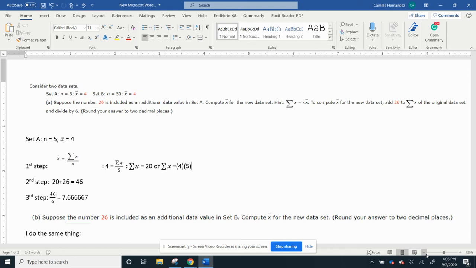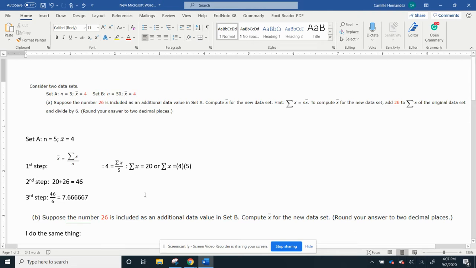Okay, so right off the bat, we know set A has a small sample. They've only got 5, where set B has a larger sample of 50. Part A says, suppose the number 26 is included as an additional data value in set A. So now we're going to compute the new sample mean of the data set, and it gives me the formula. So again, all I'm doing is I've got set A, which has 5 values and a sample mean of 4, and I'm going to add the value of 26 to it.